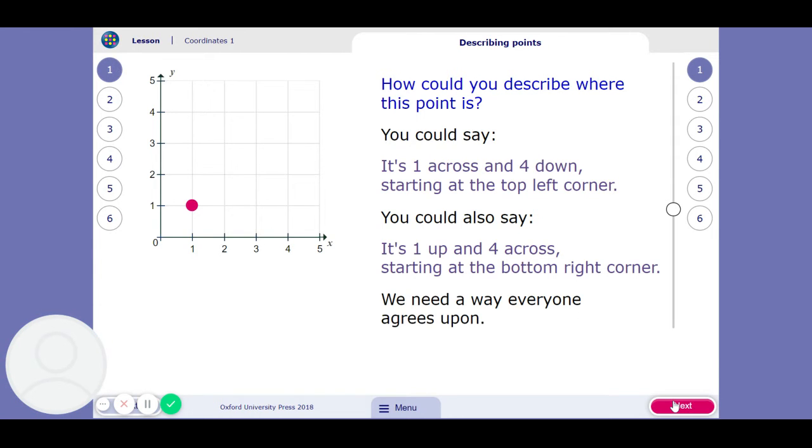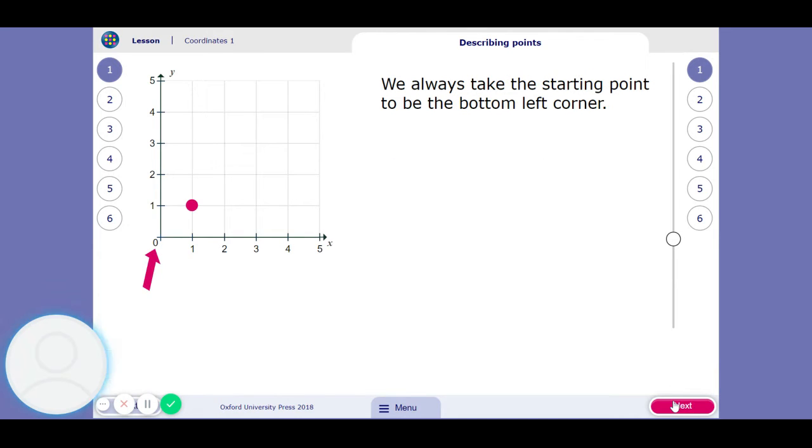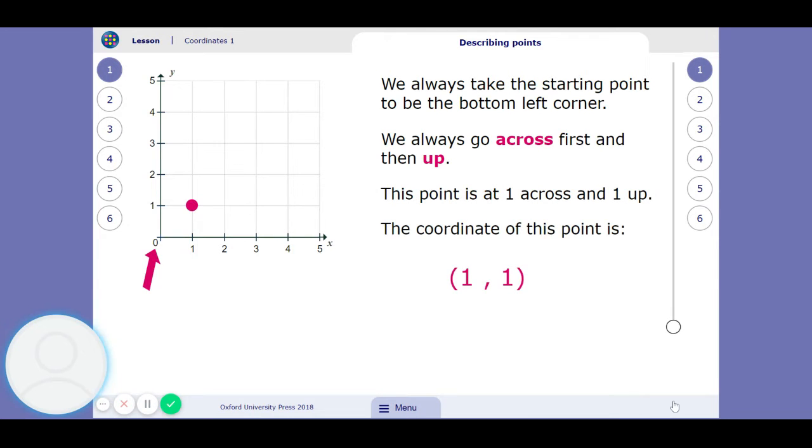Yeah, but we need a way that everyone agrees on. Okay, and if we start from the bottom corner, go first across and then up, 1 across and 1 up. So it's got coordinates 1 and 1. It's really important that you put brackets. It's really important that you put a comma. If you don't put both of those things, then you do not get the marks for coordinates questions.